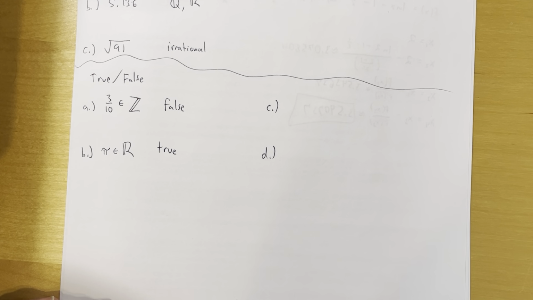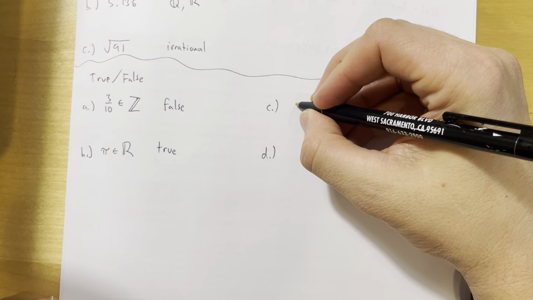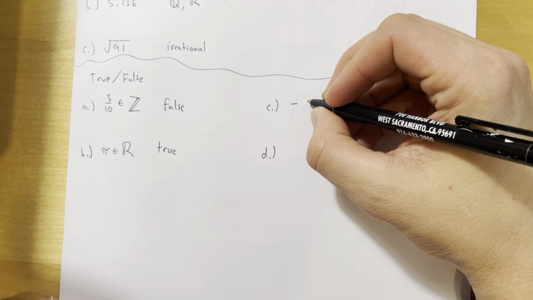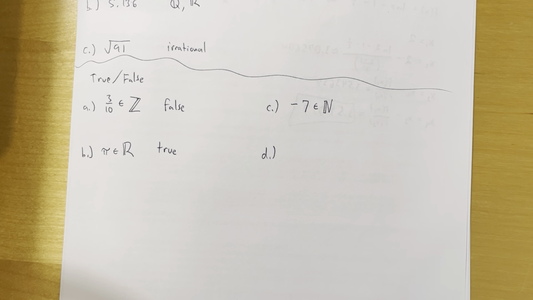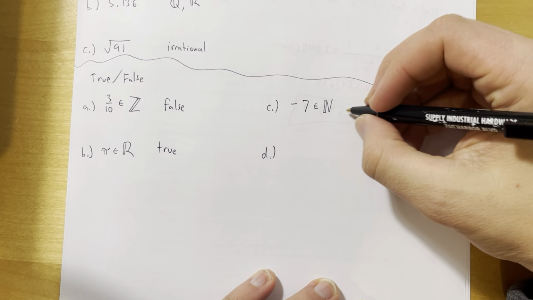All right, what else do we have here? Negative 7 is an element of the natural numbers. Is this true or false? Well, natural numbers look like whole numbers, but only the positive ones. It does not include any negative whole numbers. So this would not be true. This is false.